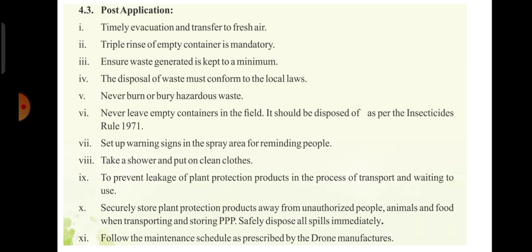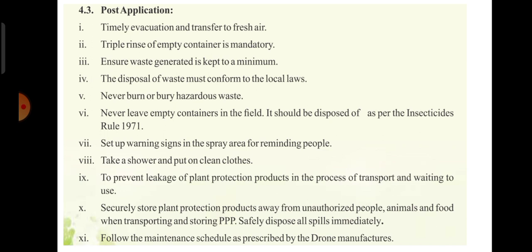Ensure waste generated is kept to a minimum. Disposal of waste must conform to the local laws. Never burn or bury hazardous waste. This may cause severe environmental pollution, and burying will decrease the soil fertility and may have a hazardous effect on soil. Never leave empty containers in the field. It should be disposed of as per the Insecticide Rules 1971.